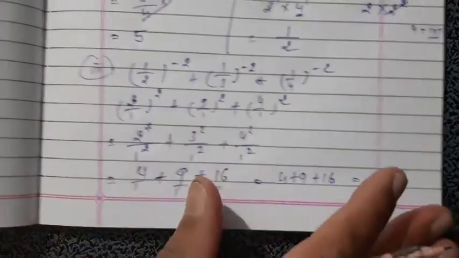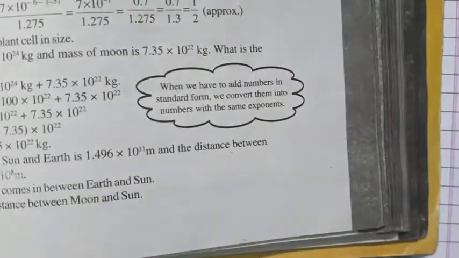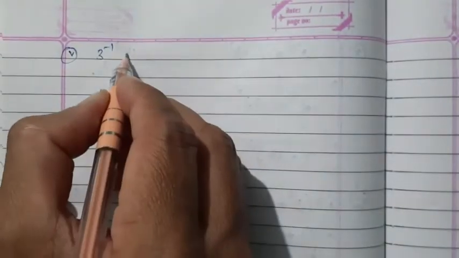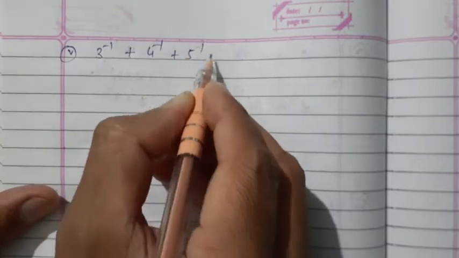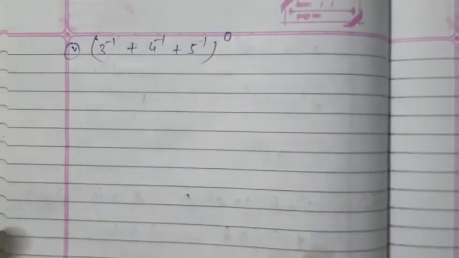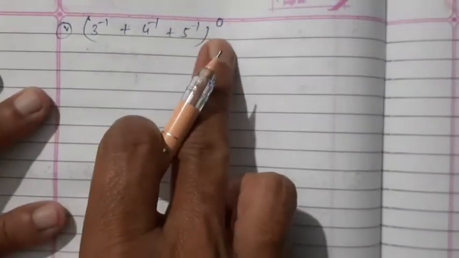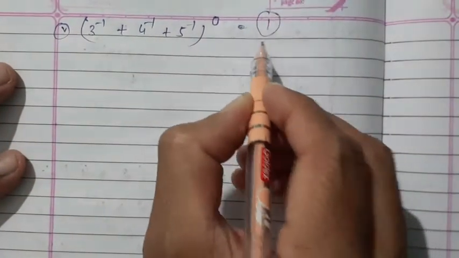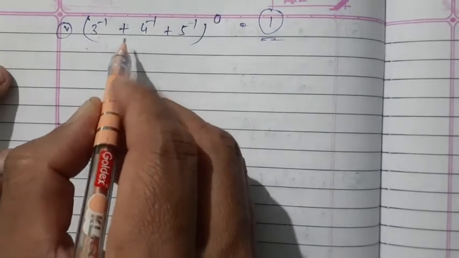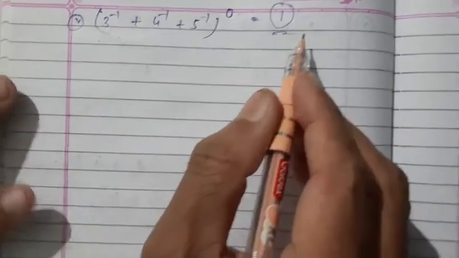Okay. Next one. Look. Question number 4: 3 raised to minus 1 plus 4 raised to minus 1 plus 5 raised to minus 1, all raised to 0. If the power is 0, we get 1 as the answer. But here you compulsorily have to show the calculation steps.